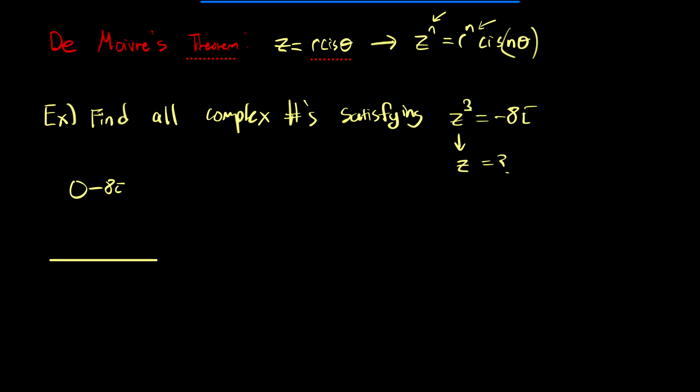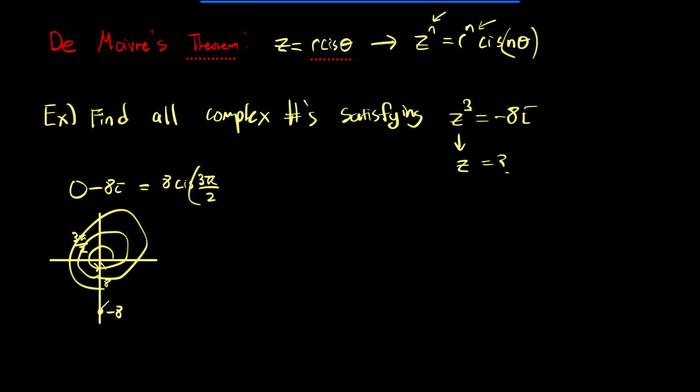If we quickly sketch an Argand plane of this, it's going to be negative 8, and it's going to be right there. So this is going to be 3 pi over 2, which is the argument, and the radius is going to be 8. So therefore, 0 minus 8i can really just be represented as 8 cis 3 pi over 2, but we can also keep rotating this over and over and get to the same spot, so I'm going to put in plus 2 pi n, where n is an integer. So we get z to the 3 equals 8 cis of 3 pi over 2 plus 2 pi n.